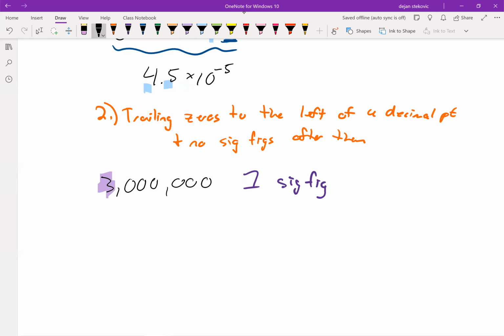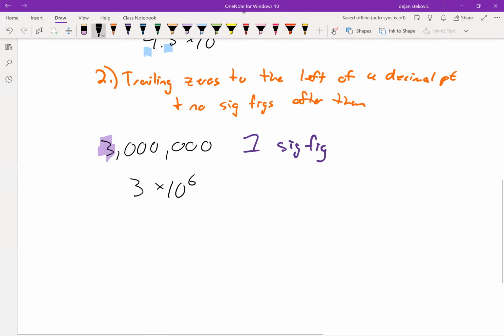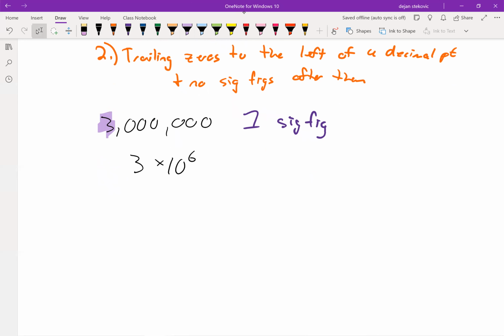And the way we would write this in scientific notation is just 3 times 10 to the 6. We would not write it as 3.0 or anything like that, because then that would imply that we have more sig figs than we do. There are ways to signify that zeros are sig figs. So for example, one way to do that is to write the same number here, and then you underline it. If you underline it, that means that the number is a sig fig.